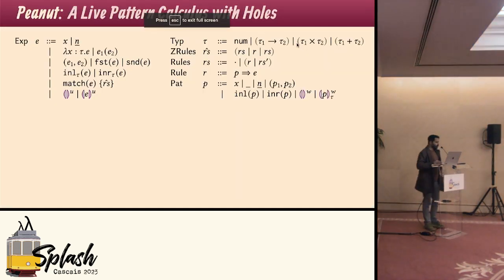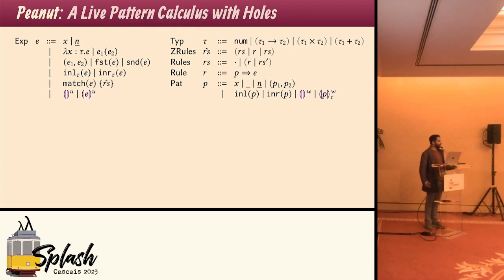In the paper, we define Peanut. Peanut is a core calculus for pattern matching with holes. That's named after Hazelnut, which was the core calculus of Hazel. And so it's a fairly straightforward typed lambda calculus. It's got a base type of numbers, functions, products. We have explicit eliminators there for technical reasons. And then binary sums. Okay, so we just have the left and right injections there. And then we have, of course, pattern matching.